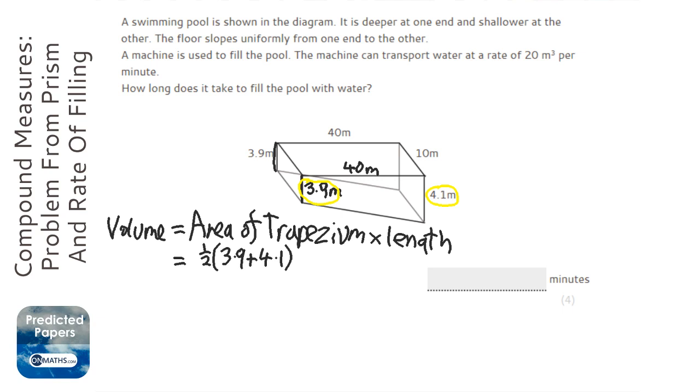Now the height is actually a width, isn't it? But the height is the length that connects the two bases, the two parallel lines. It has to hit both of them at 90 degrees, which it does. So that's times 40.